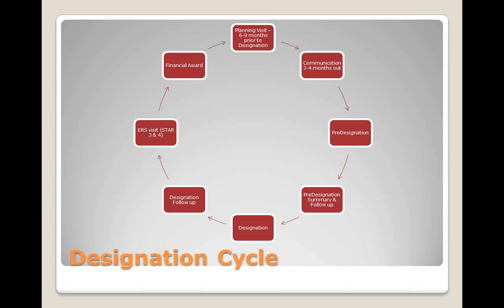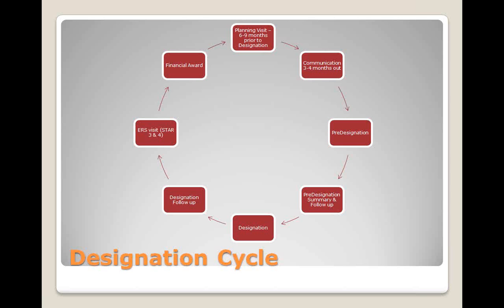If there is anything missing, such as one staff is missing some professional development, the box after that where it says pre-designation, summary, and follow-up, we would then send you a letter of anything that was missing, and you would have about 2 weeks to get that information to us before our designator comes out, because they're usually scheduled about 2 weeks after our visit. Again, same thing applies. If you're missing anything when the designator is there, there's a designation follow-up letter that is sent.